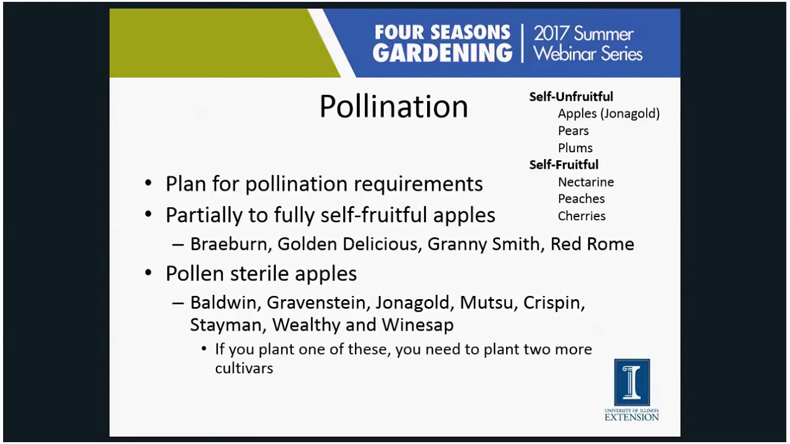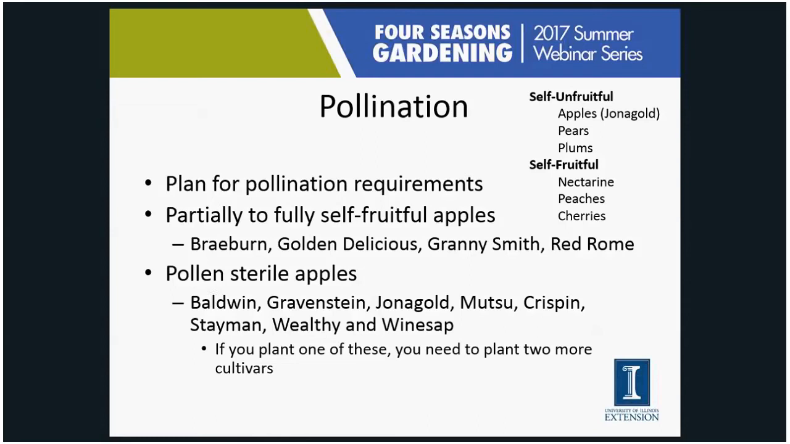Then we have the differences in self-unfruitful or self-fruitful. So the apples, pears, and plums are going to need to be pollinated by another pollinizing tree, but the nectarines, peaches, and cherries are self-fruitful, so you don't need to have another kind of cultivar for those.